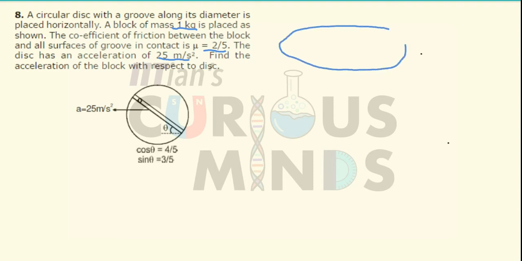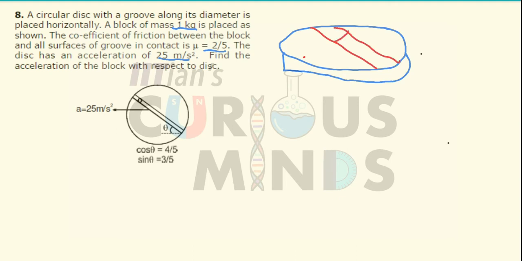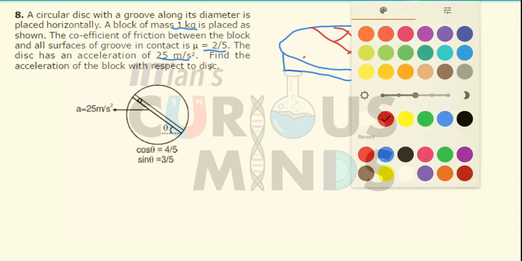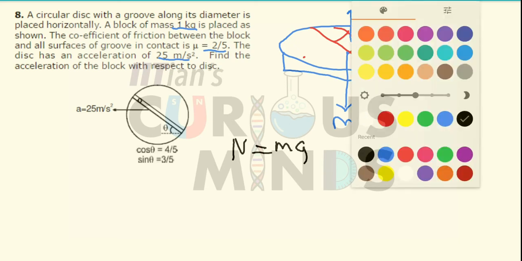Now basically if I draw this in 3D, the disc will look somewhat like this. There is a block which is in this direction, placed inside the groove. So on this block there will always be a normal force which acts in the vertically upward direction, and there will be mg which acts in the downward direction. So the normal force will be balanced by mg, so N will be equal to mg. Due to this normal force there will be a friction force.